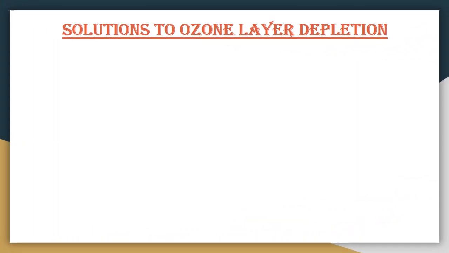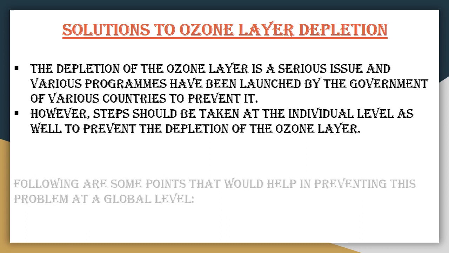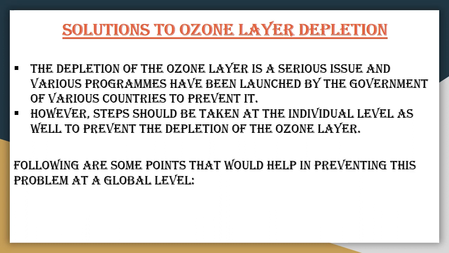Solution. The depletion of the ozone layer is a serious issue and various programs have been launched by the governments of various countries to prevent it. However, steps should be taken at the individual level as well to prevent the depletion of the ozone layer. Following are some points that would help in preventing this problem at a global level.